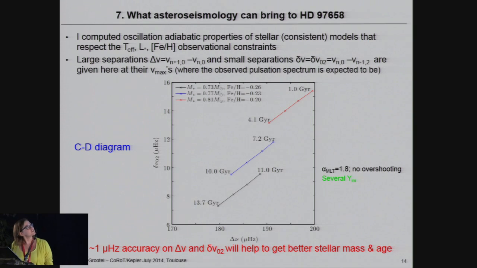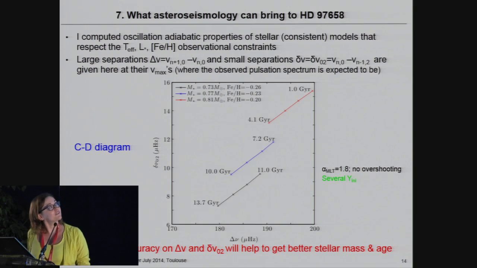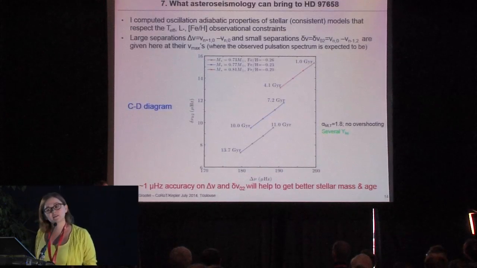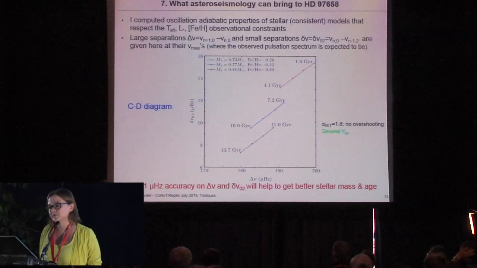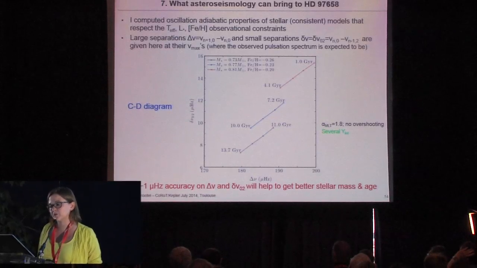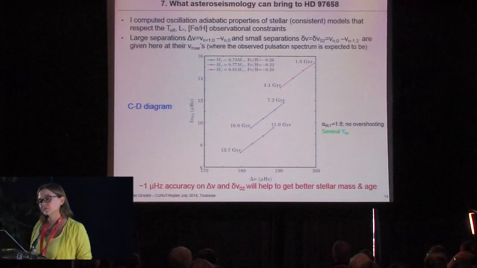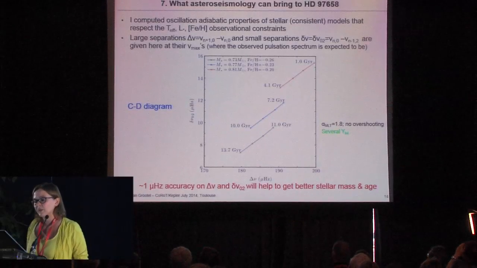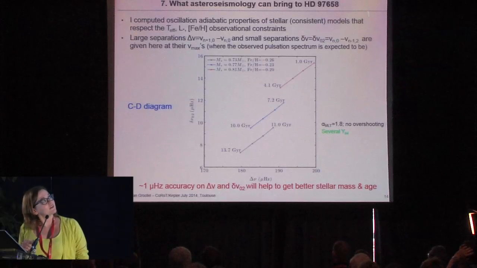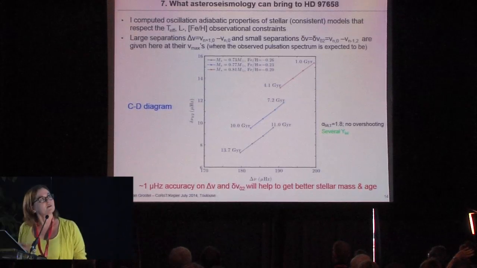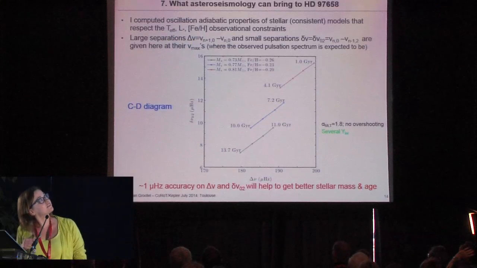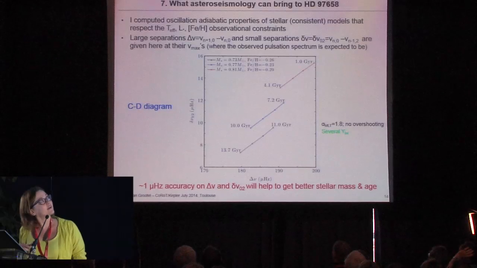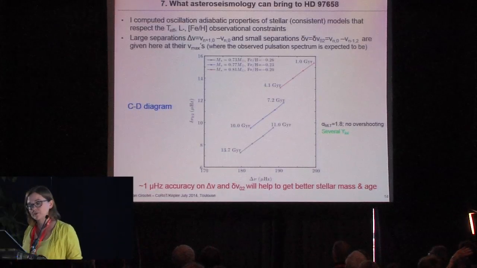I computed oscillation frequencies of stellar consistent models, and by consistent I mean that these models respect the hydrostatic equilibrium and that the oscillation code doesn't break this consistency. And all these stellar models are the ones in the box that I showed before, so they respect the effective temperature, luminosity, and helium abundance observational constraints.